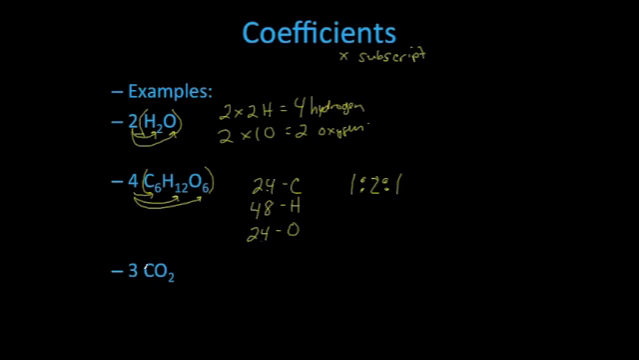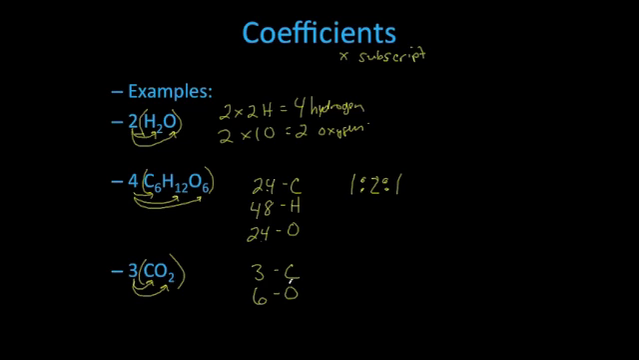So if we had 3 molecules of carbon dioxide, we distribute the 3 to the invisible 1 of carbon. So you have 3 carbon atoms. And distribute it to the 2 of oxygen, and now we'll get 3 times 2 is 6 oxygen atoms. Okay? So that's how we calculate the number of atoms present in a compound. You simply multiply the coefficient by the subscripts, and add them all together.